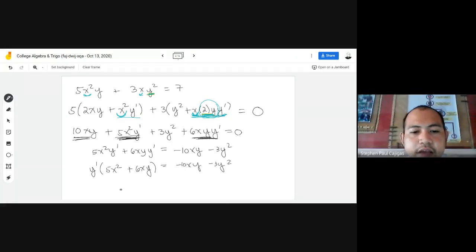So finally, ano na? Y prime is equal to... ano na? Final answer na. Sige, ako na lang. So minus 10xy minus 3y squared all over 5x squared plus 6xy. So this is the final answer.